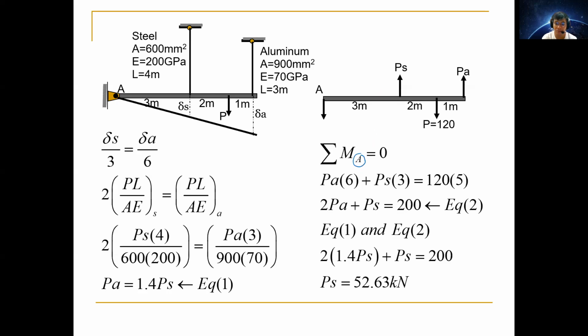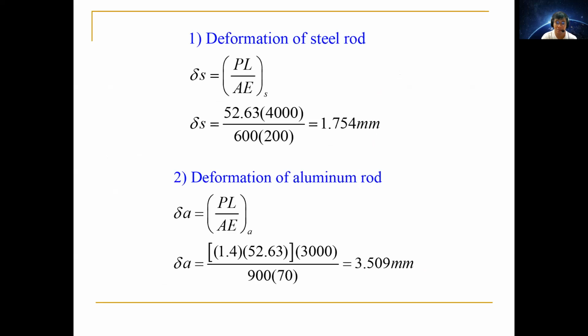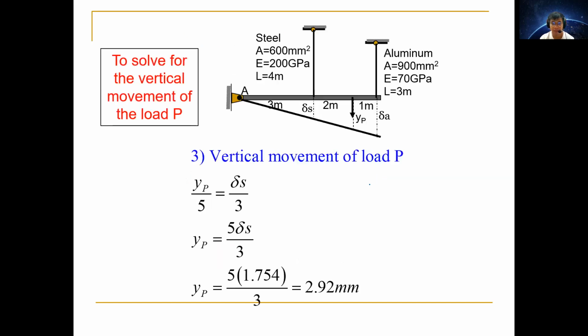So again, after solving P sub S, usually there is no P sub A, right? It seems his way of incorporating the force in the aluminum is just by multiplying it by 1.4 here. But for me, I want to really make sure I have the force in each element of the structure or member. Then again, this one is for the vertical movement of the load P. So you just have to utilize the right triangle, ratio and proportion.